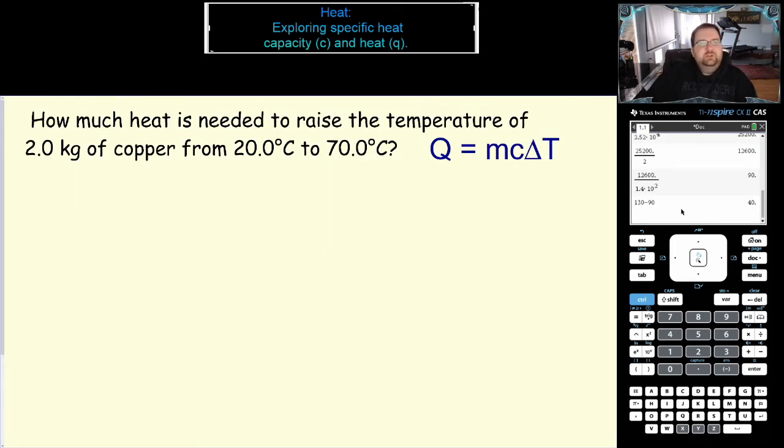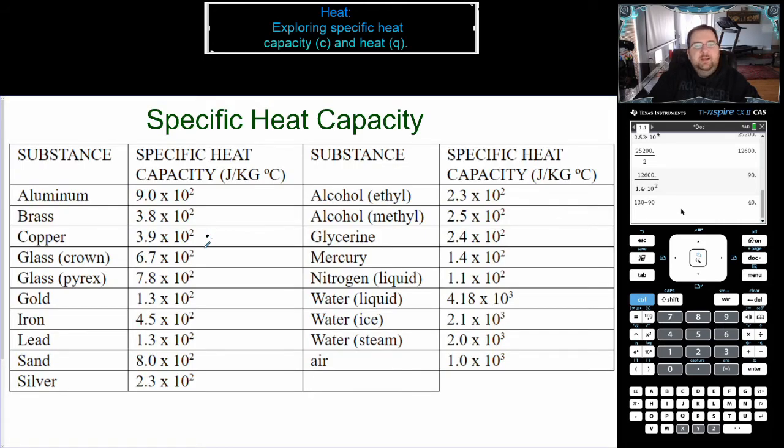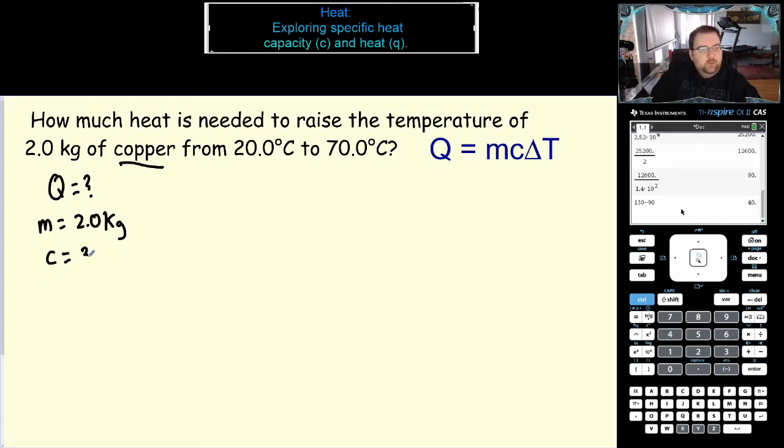All right, let's give this one a shot. How much heat is needed to raise the temperature of 2 kgs of copper from 20 degrees to 70 degrees? All right, so we're looking for how much heat. So Q is our unknown. That means we should know everything else. What's our mass? It's 2 kilograms. What's our specific heat capacity of copper? Let's go back. Copper is 3.9 times 10 to the 2 joules per kg Celsius.